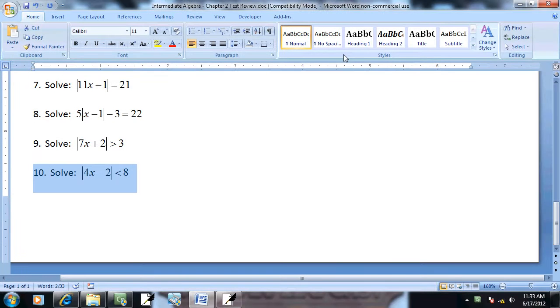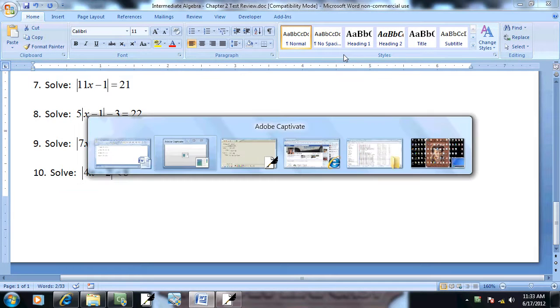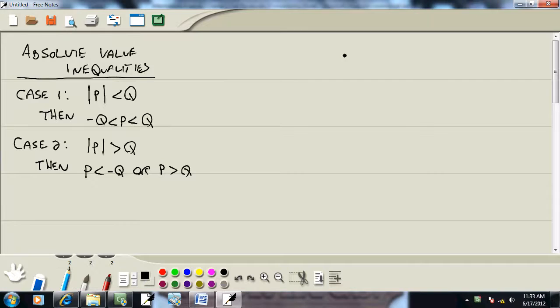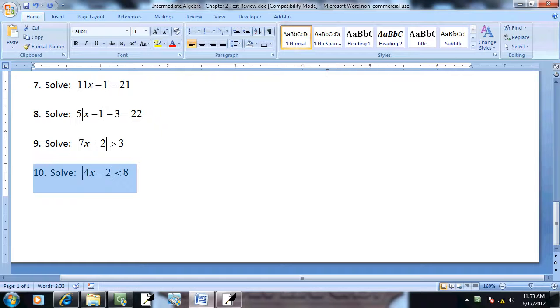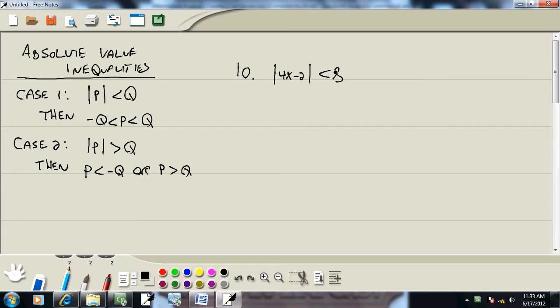Let's take a look at another absolute value inequality, or other type. And write the problem down here. And it's the absolute value of 4x minus 2 is less than 8. Now this is the other case. It's got a less than on it.